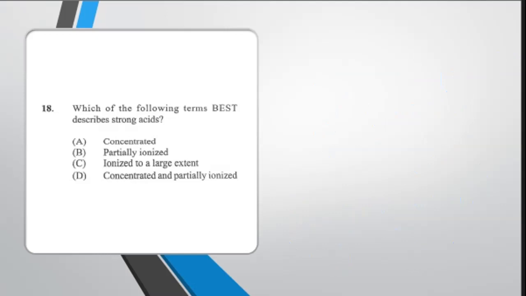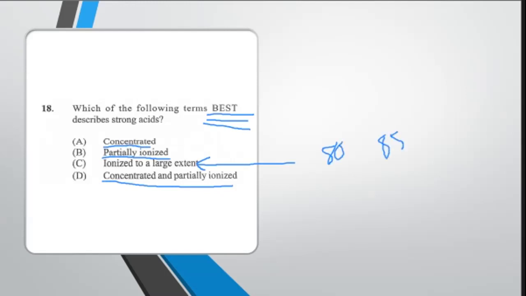So coming back to the question, which of the following terms best describes strong acids? Not concentrated. Partially ionized refers to weak acids. Concentrated and partially ionized again refers to weak acids. The most correct answer, and they ask for the best one, is the one that is ionized to a large extent. So if it's ionized like 80% or 85% or 90%, you're most likely dealing with a strong acid.